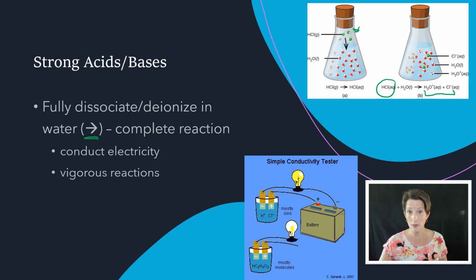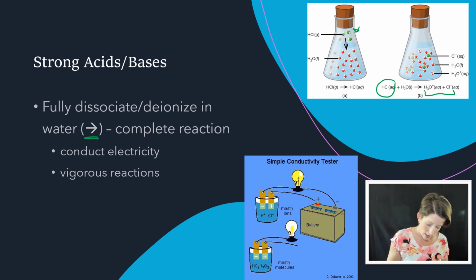So every proton is in as hydronium. Every chlorine ion has been released. There is no HCl left behind. When compounds fully dissociate or ionize in water, they take on some new properties.